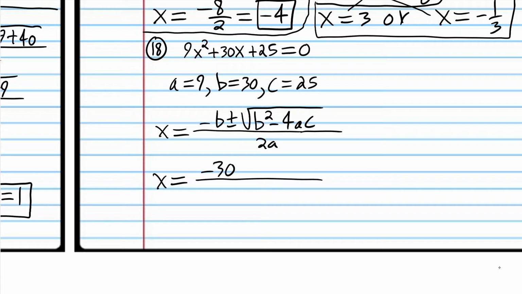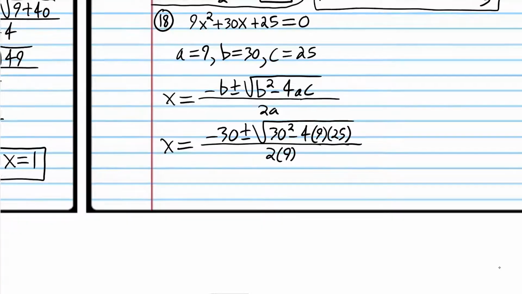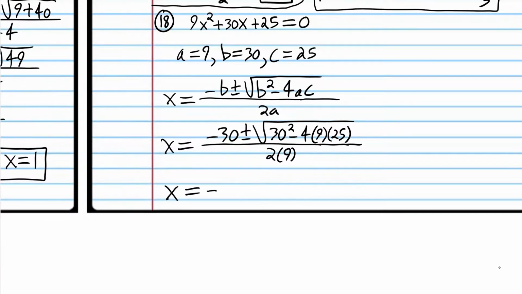So we have -30 plus or minus root 30 squared. And I'm sorry I give you kind of a big number there. 4 times A times C. We got a lot of big numbers here. Sorry about that. And finally, x is equal to... 30 squared is going to be 900. And if you multiply all these numbers, -4 times 9 is 36, and -36 times 25 is 900.